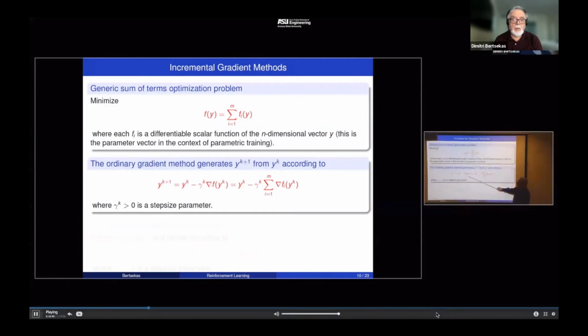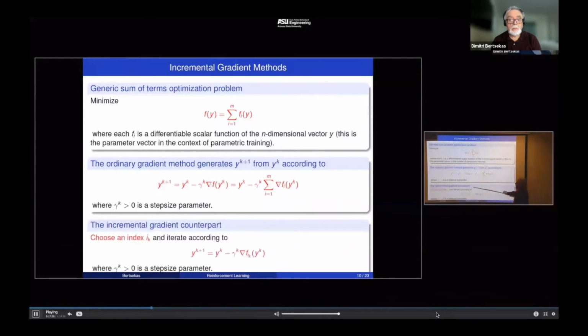Now, what is this gradient here? Well, it's the sum of the little gradients, the sum of the gradients of the components, right? The gradient of a sum equals the sum of the gradients. So we have here a very large number of components, and this is what makes the gradient method a little bit unwieldy in this context here.